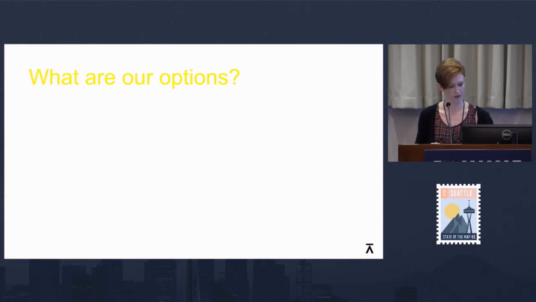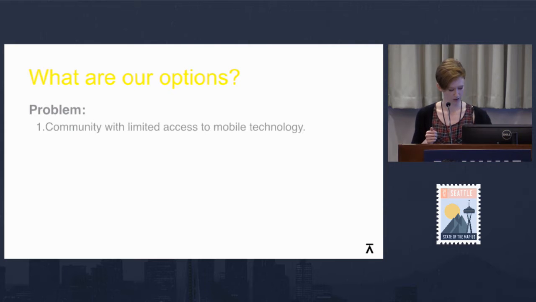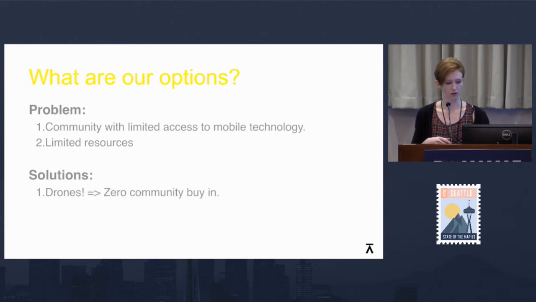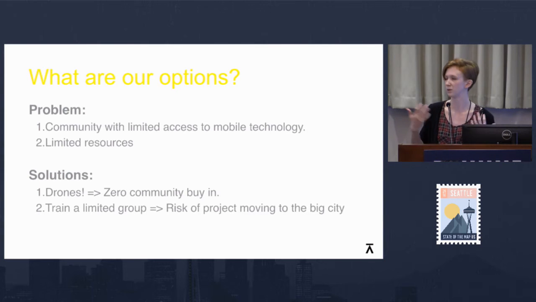So what now? Let's look back at that remote village again. What's our problem? Our problem is that we're working with a community with limited access to mobile technology, and you have limited resources. Some possible solutions are you could spend your money on drones, which would be super cool, but you get zero community buy-in aside from vague curiosity. You could get a couple of computers and train two people, but we've talked about some of the risks of consolidating all of your information to a small group.